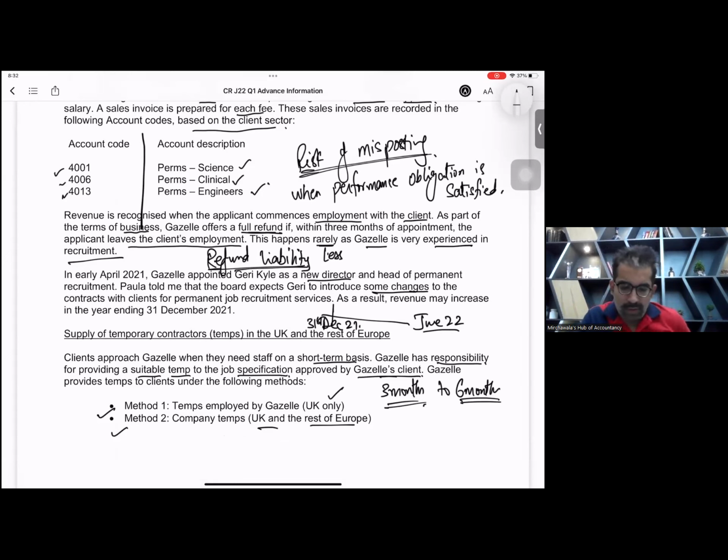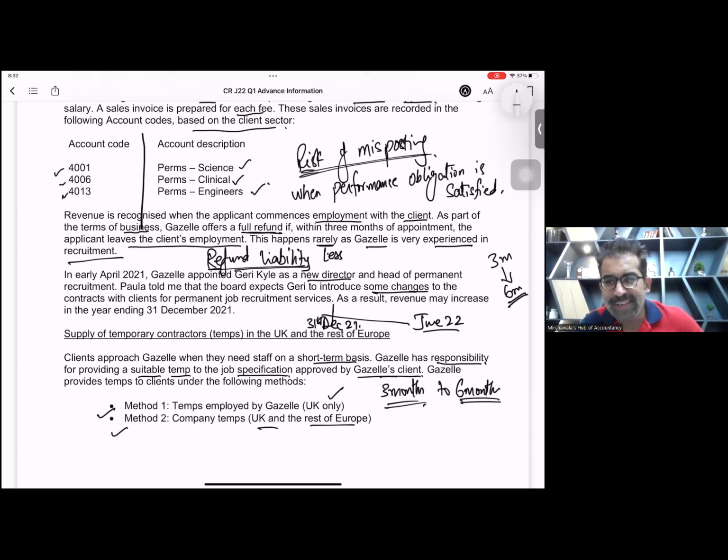Now, in that case, students, look at me. Some changes are going to be introduced. So in the exam, they might give you this question. I just told you about the change: that refund period was 3 months. If the permanent employees leave within 3 months, then we need to refund. So what if they change the period to 6 months? Yes, there is a possibility.